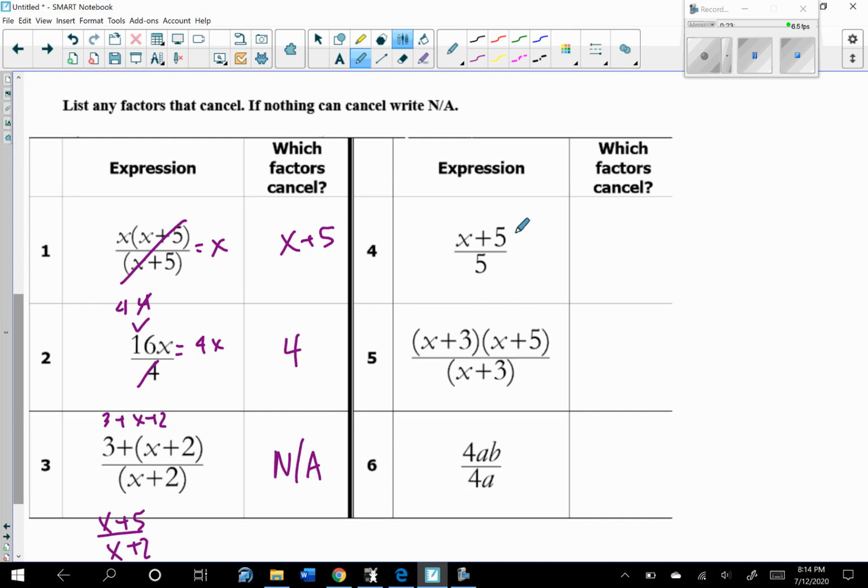Looking over here, again, you cannot cancel out those 5's because this is attached to an x, so none. Over here, the x plus 3 cancels out, and that means it simplifies into x plus 5. Here we can cancel out the 4's and the a's, and then we're left with b, so 4a cancels out. So again, you have to be very careful because if these had any pluses or minuses in between, you could not do that, but since they are just multiplication and division, you can go ahead and cancel them. Okay, so that is it for multiplying, dividing rational expressions.